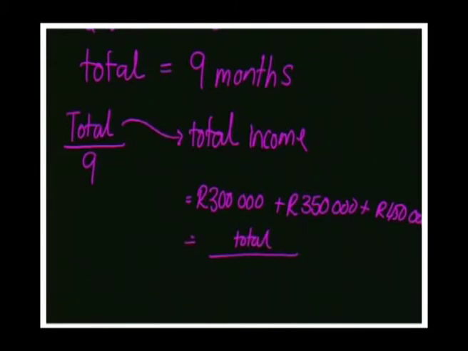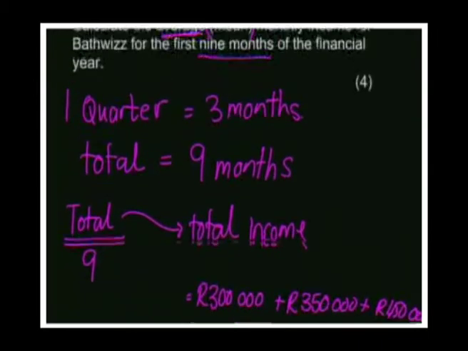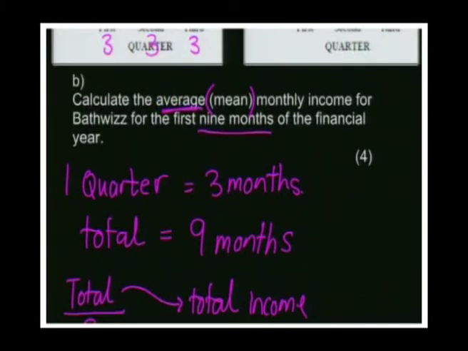Once we get this answer for our total, all we need to do is divide it over 9 months, because we are looking for the average over a monthly period and not over a quarterly period. So we will then find out our average monthly income by dividing by 9. I'm going to leave you to complete it.